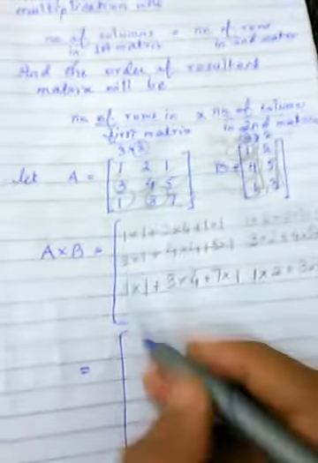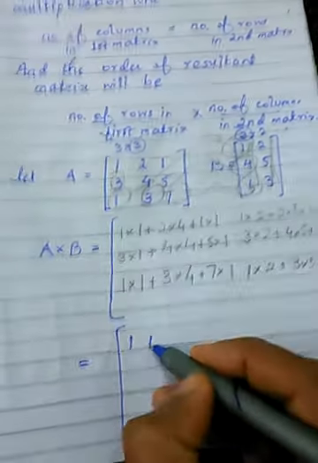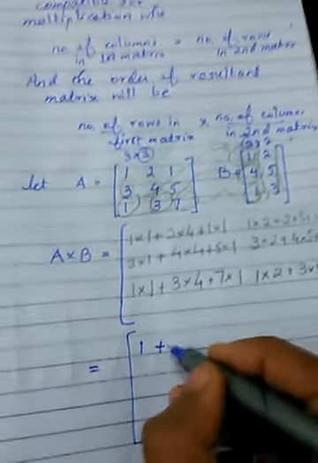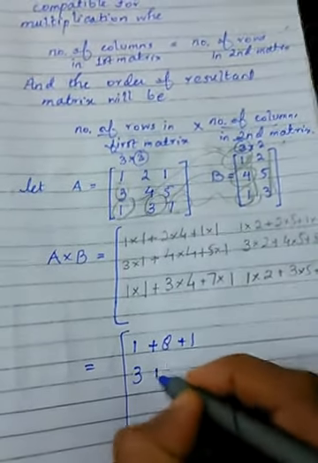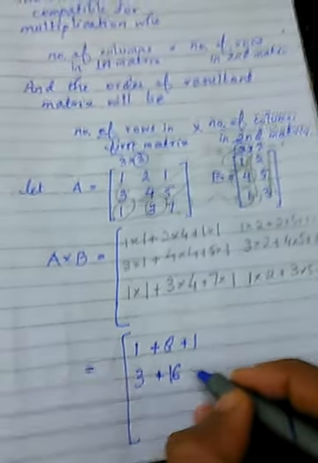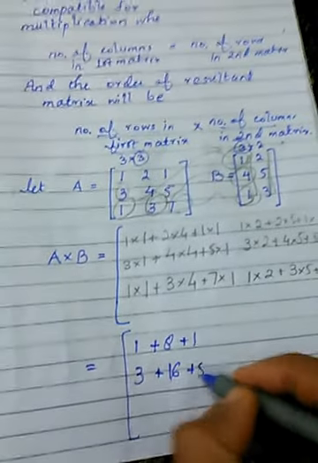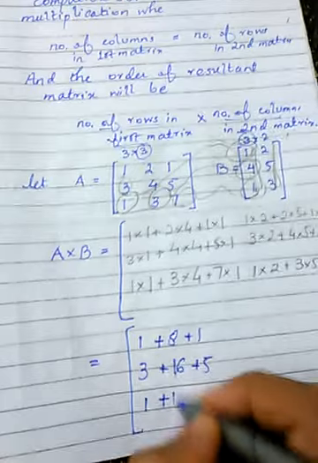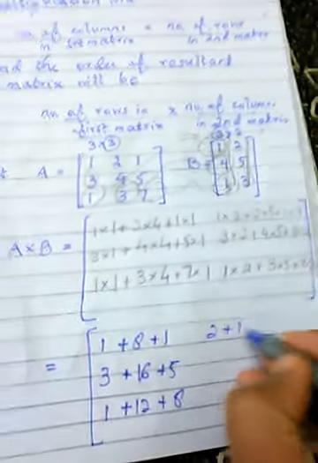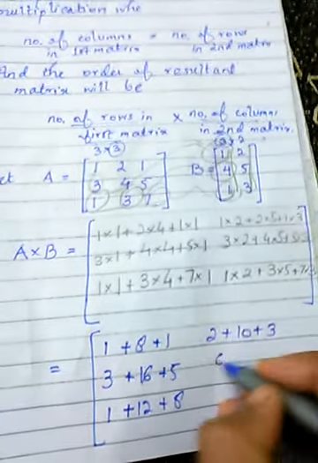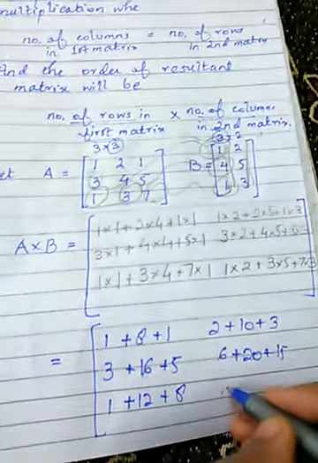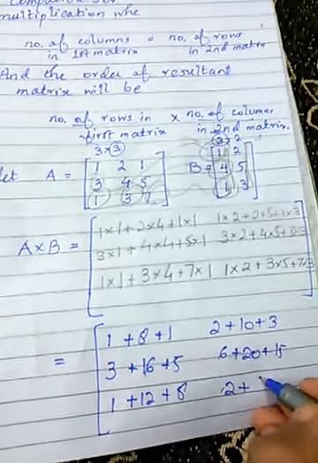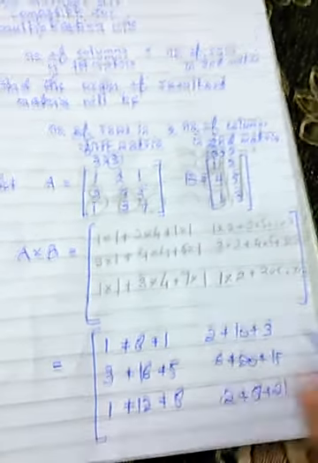1 plus 8 plus 1, 2 plus 10 plus 3, 3 plus 16 plus 5, 6 plus 20 plus 15, 1 plus 12 plus 8, 2 plus 8 plus 21.